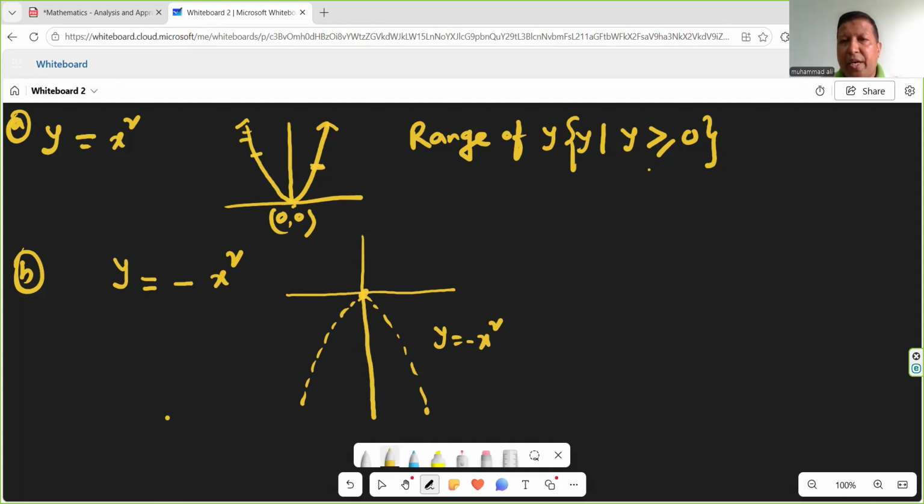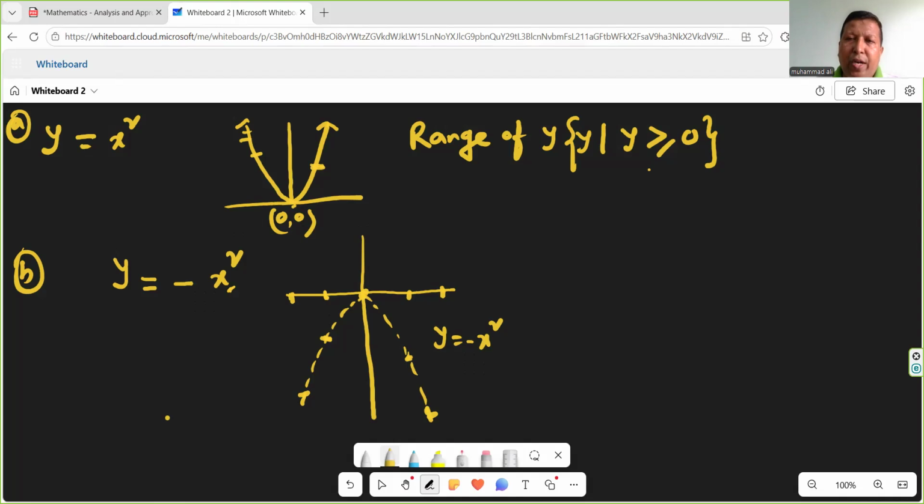If you want, you can check here. If you put minus 2, it will be minus 4. If you put plus 2, it's also minus 4. If you put plus 3, it will be minus 9. If you put minus 3, it will be minus 9. That's why the curve will be cap shaped.